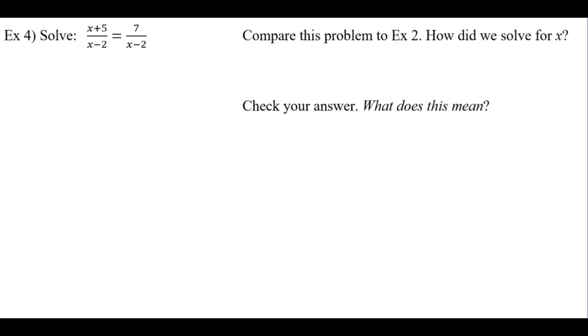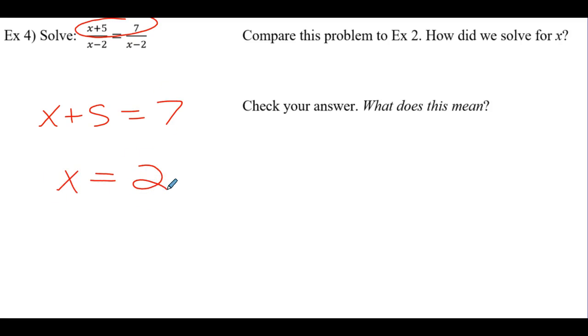Okay, what about example 4? What would I do? Well, you just FOIL. x plus 5 equals 7. Because the bottoms are the same, you don't have to do anything. Good. There's kind of 2 scenarios. If the bottoms are the same, do we need to cross multiply? No. We would just set the tops equal, right? So x plus 5 equals 7, therefore x equals 2.